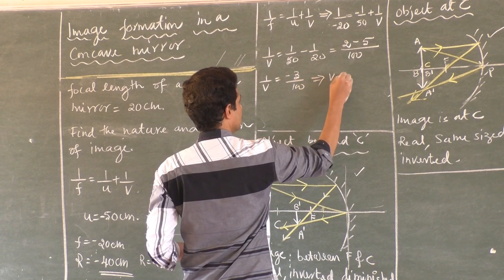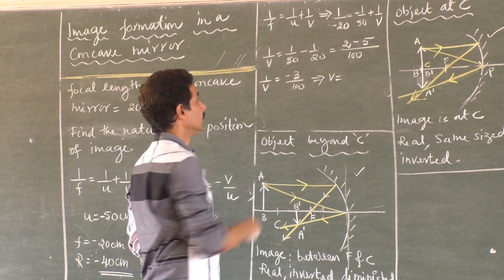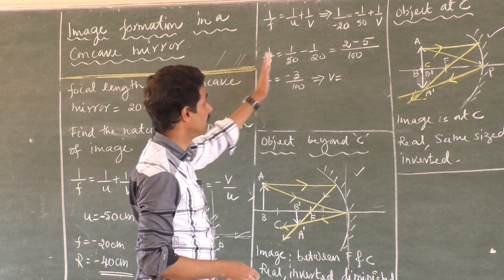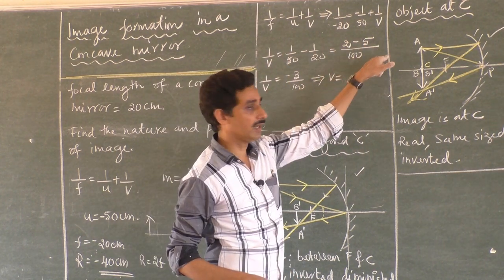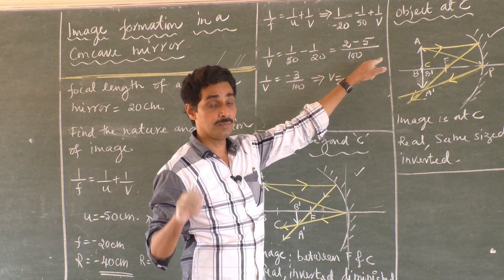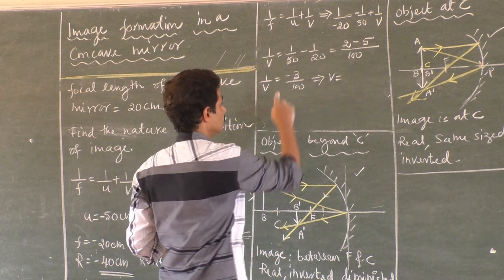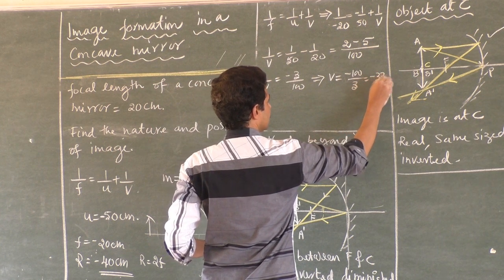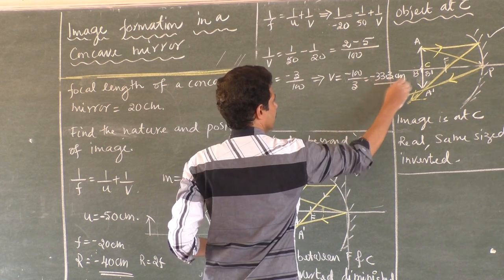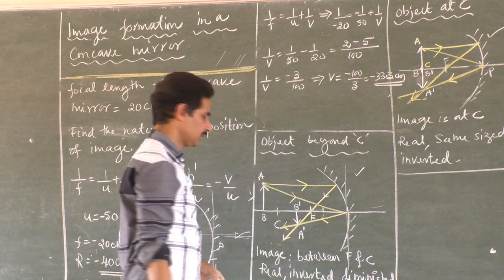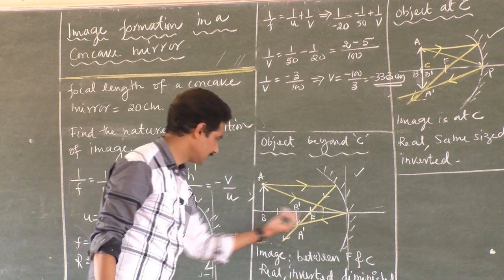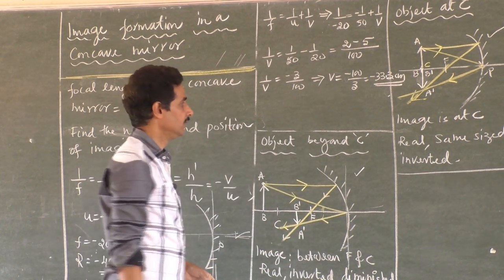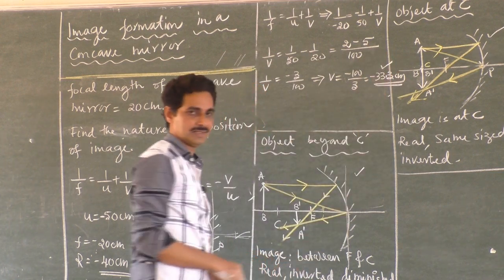That implies v is equal to... keep a habit of writing 1 by v always. Otherwise you will write 3 by 100 here and take 0.003 as the answer. But it is not the answer, it is 1 by v. What is v equal to? Minus 100 by 3, minus 33.33 centimeter. Does it lie between 20 and 40? F is 20, C is 40, double. Yes, that is correct. So the image is formed between F and C, at minus 33.33.